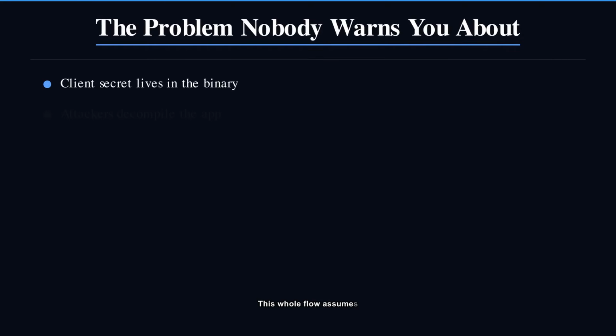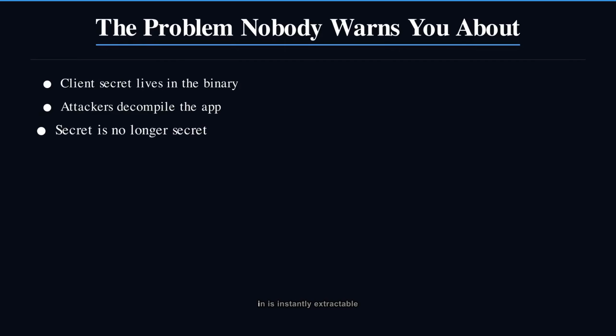This whole flow assumes a client secret, but mobile apps and single-page apps ship their code to the user's device. Any secret baked in is instantly extractable. Attackers can decompile your app and read it. The authorization code flow as designed doesn't work for these clients.